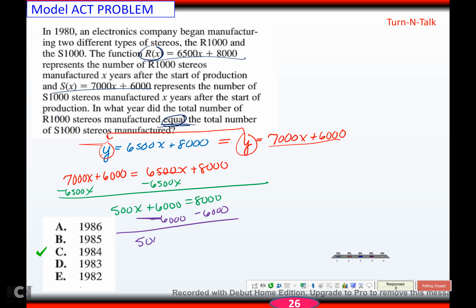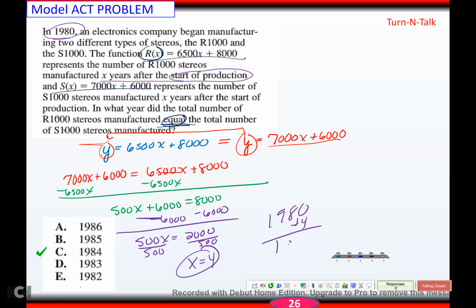That gives me 500x equals 2000. Divide by 500, and I get x equals 4. Now, you're going, 4 is not there, but remember, you found x, and x represents the years after the start of production. So I want 4 years after 1980, which would make it 1984. Okay?